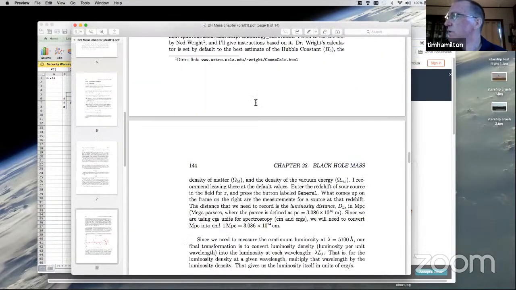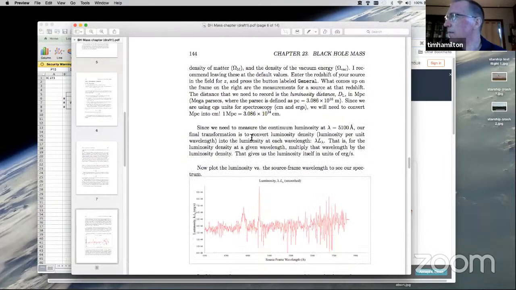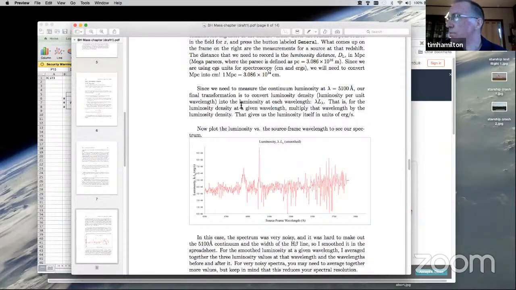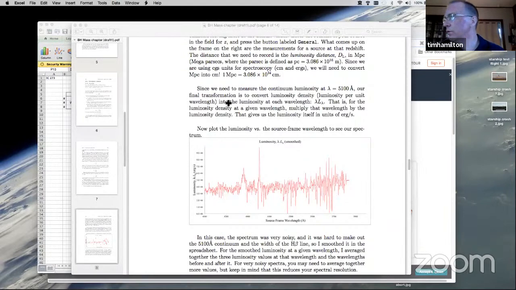Now, let's see, I'll teach you how to use that. And now we need to put it into luminosity. So we're going to take L sub lambda and multiply it by the wavelength for every individual data point. All right, so let's look at here.